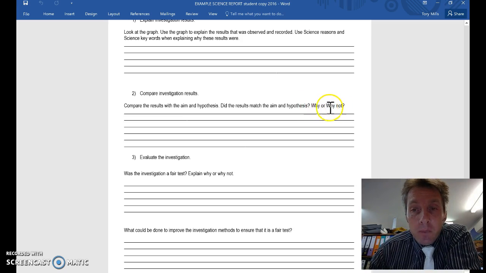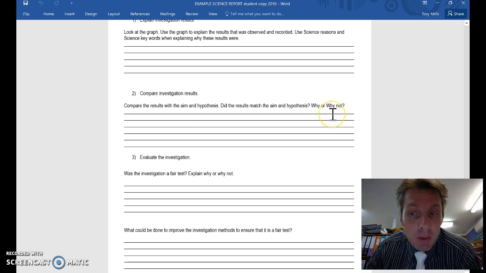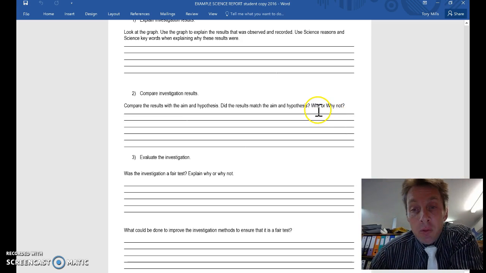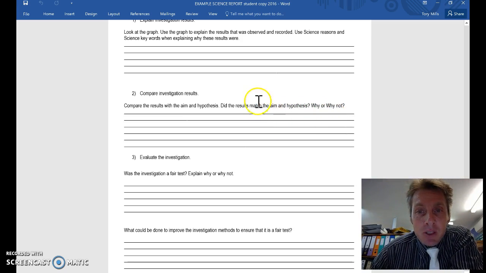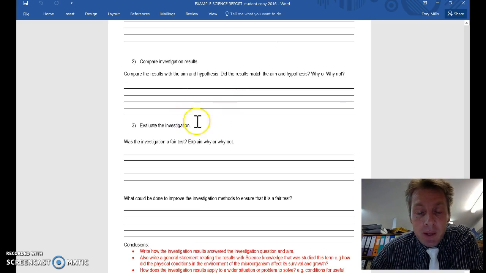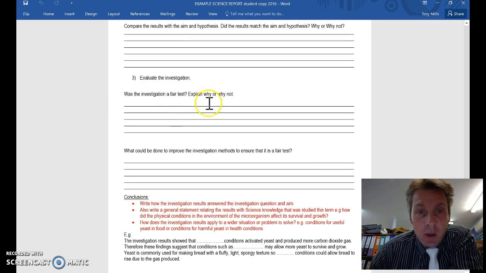And then why not? When you're explaining the why or why not, it might be because of some research. Maybe you made the wrong prediction because there's different research out there, or maybe there's something wrong with your experimental design. You can also evaluate your design.